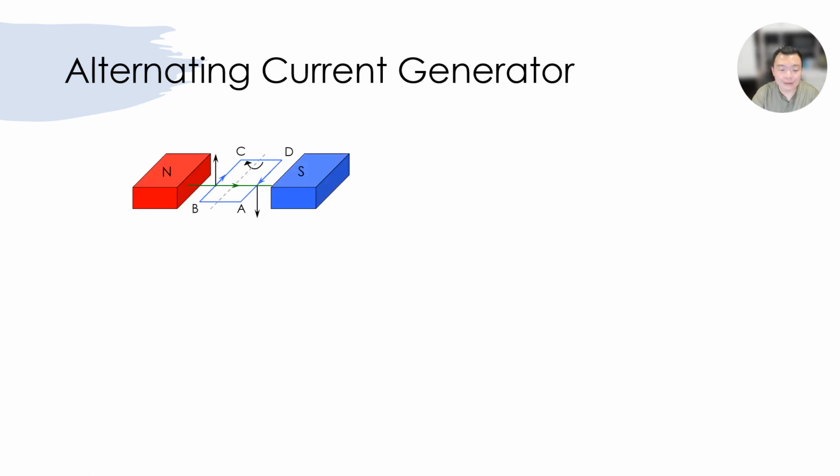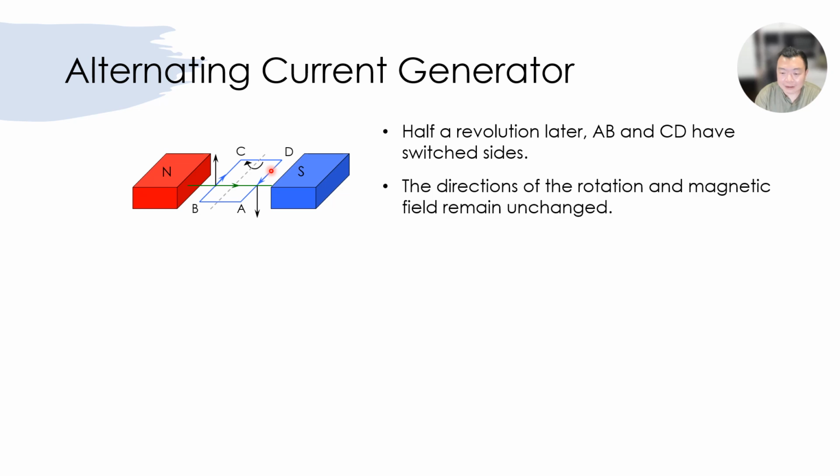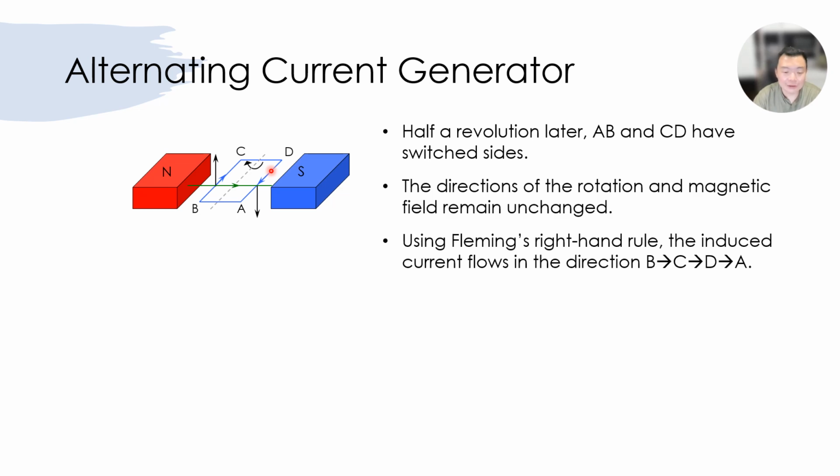Now, let's continue rotating the coil. So now AD is on the other side already. Just now AD was on the left. So as you can see, we continuously rotate the coil in the same clockwise direction. So if you apply Fleming's right-hand rule, you will realize that the direction of induced current that you generate in AD now flows from D to A. Just now it was A to D in the previous slide. Now it's from D to A.